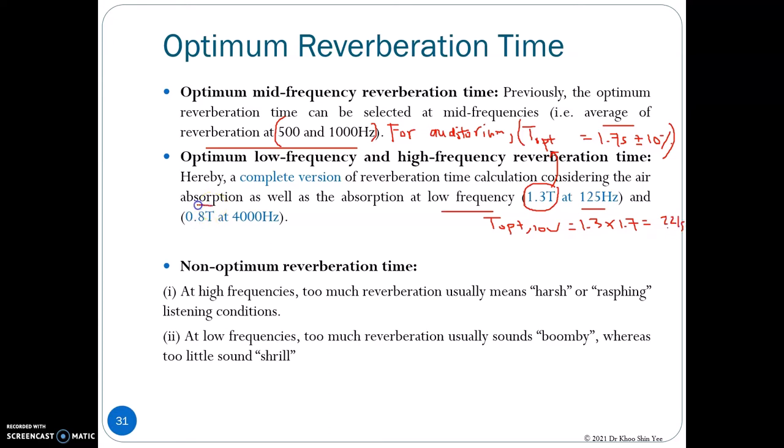The optimum time for the high frequency at 4000 Hz is equal to 0.8 multiplied with the optimum time at mid frequency here. Therefore, 0.8 multiplied with 1.7 give you 1.36 seconds. So you can see at the low frequency, the optimum time is 2.21 seconds. At the mid frequency, is around 1.7 seconds. And at the high frequency, the optimum time is at 1.36 seconds.